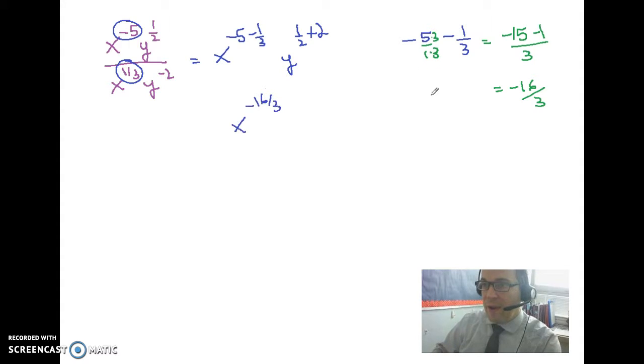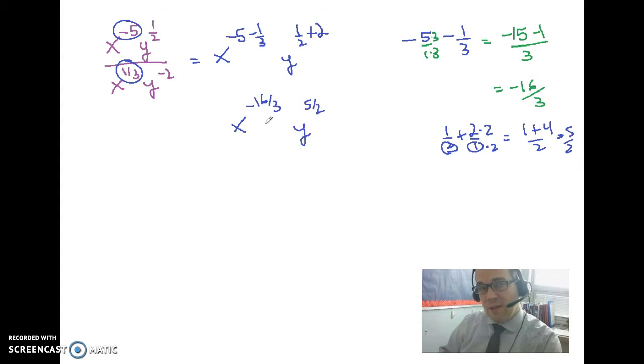In a similar way, I'm going to have to do this 1/2 plus 2. That's usually 2 over 1. These need to match, so this has to be doubled. So I'll do 1 plus 4 all over 2 to get 5/2 positive. Now that I have that, this negative exponent does need to become positive by going to the other side of the fraction bar. The y to the 5/2 can stay where it is. So I have y to the 5/2 over x to the 16/3.